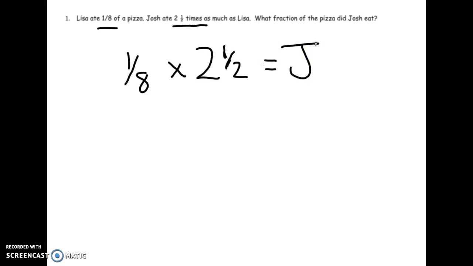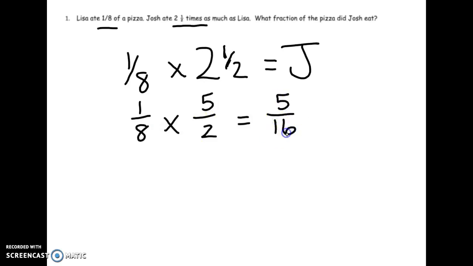Before we can do this, we need to change our mixed number into an improper fraction. So we're going to rewrite this as 1/8 times 5/2, since 2 times 2 plus 1 is 5 halves. When we solve that, 1 times 5 for the numerators is 5, and 8 times 2 is 16.